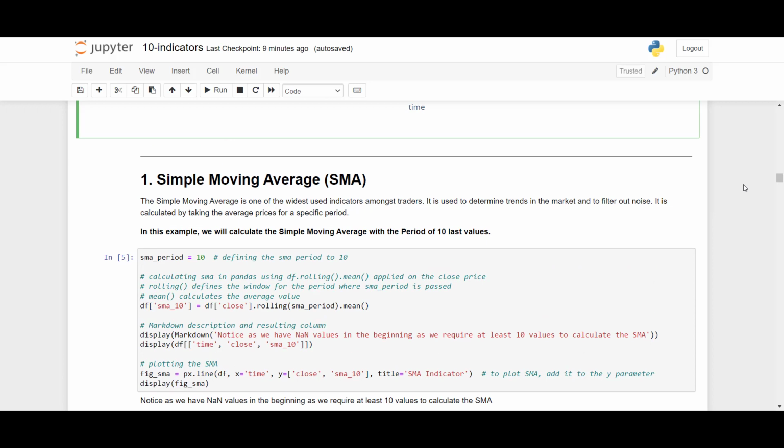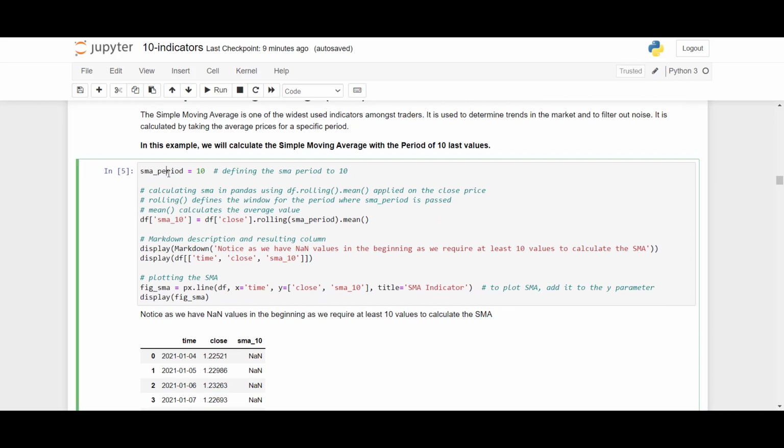The simple moving average is probably one of the most popular indicators. It is used to determine trends. Obviously, a basic rule is, if price is above the SMA, it's bullish. If price is below the SMA, it's bearish. And to calculate the SMA, it's very easy. So let's calculate the SMA for a period of 10.